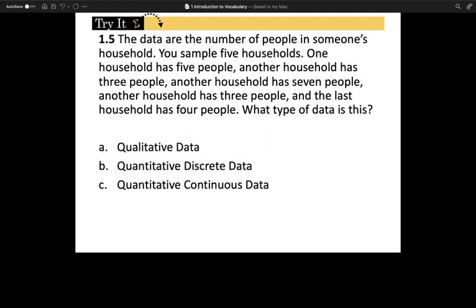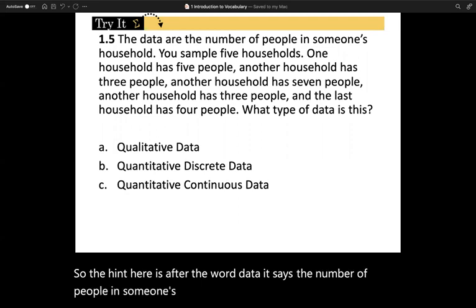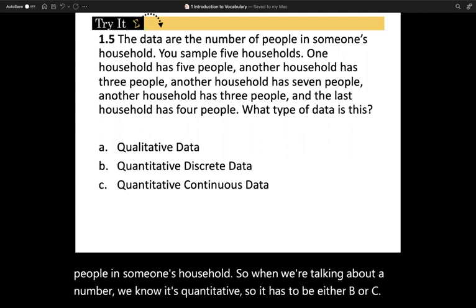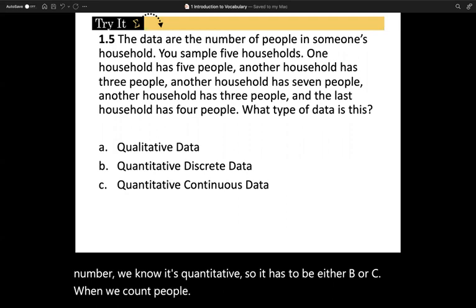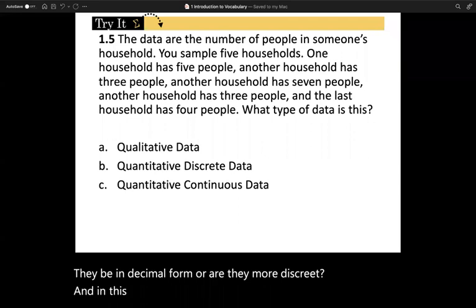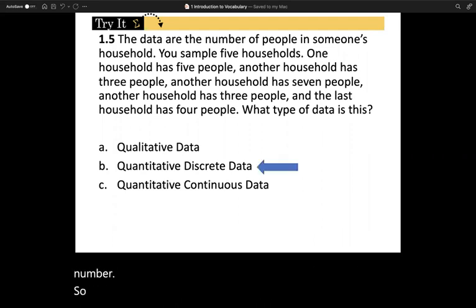So the hint here is after the word data, it says the number of people in someone's household. When we're talking about a number, we know it's quantitative. So it has to be either B or C. Now, when we count people, could they be in decimal form or are they more discrete? In this case, we count people, so people would be a discrete number. So the answer here is quantitative discrete data.